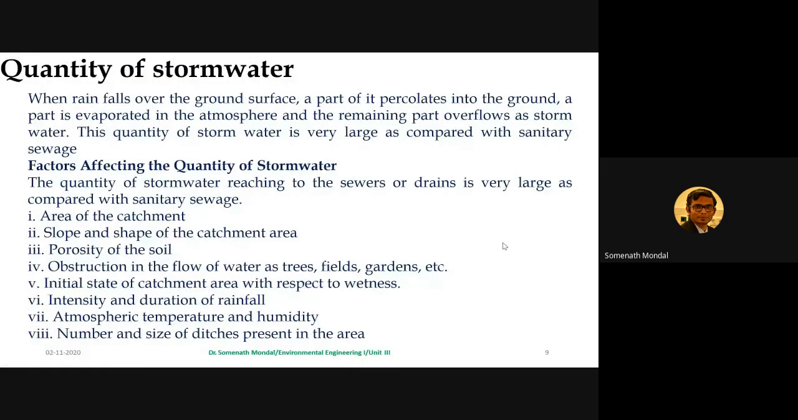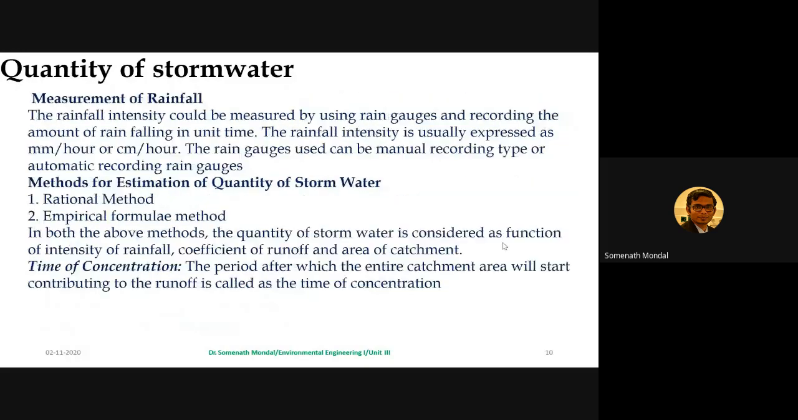So we are talking about quantity of storm water and then factors affecting the quantity of storm water. Up to here, I guess I discussed in the last class. So we'll just proceed further and try to remember what we discussed in the last class. So the major aspect of the entire stormwater quantity is basically the measurement of rainfall. So it starts from there.